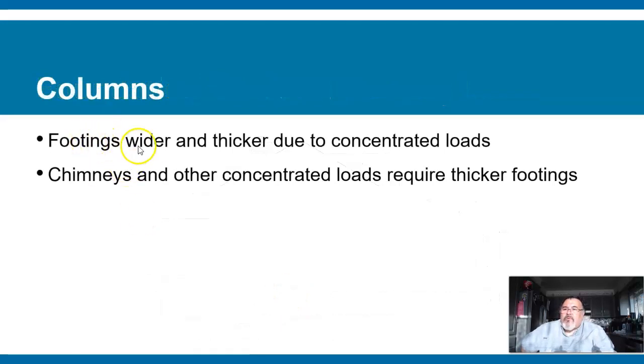Columns. Footings wider and thicker due to concentrated loads. So you're going to have wider and thicker because they carry a lot of weight. Chimneys and other concentrated loads require thicker footings. So if you've got a big giant stack of bricks that goes 2 stories, well, it's going to push its way down to the ground if it's too soft. So you would put footings with thicker footings, heavier footprints, deeper holes.